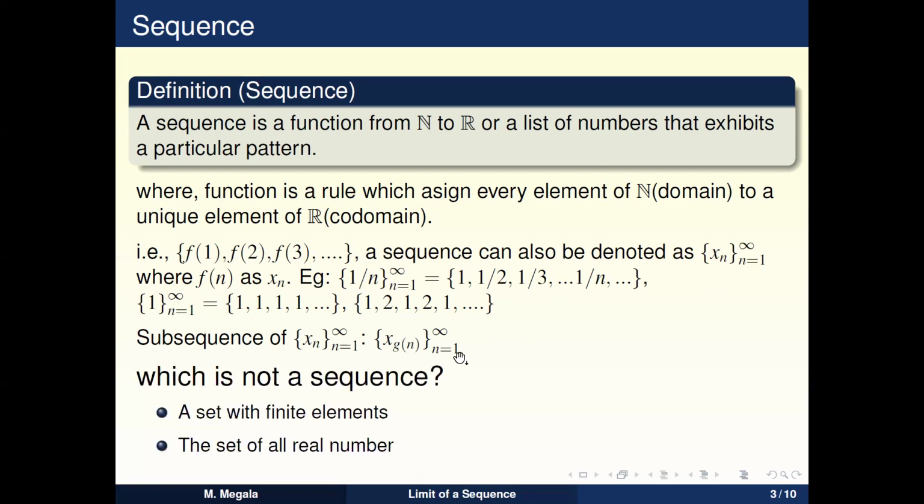So any set which has only finitely many elements is not a sequence. Also, in a sequence we can tell which is the first entry, the next, the third. That enumeration is possible in a sequence. But we also know the set of all real numbers is not countable. We cannot say this is the first entry or this is the second entry. So that is also not a sequence.